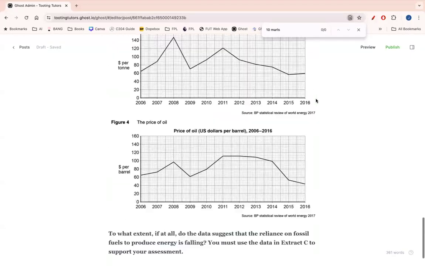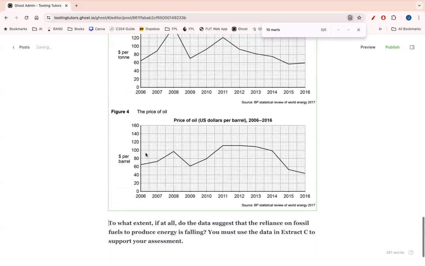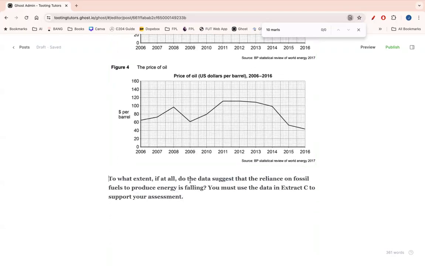Look at another question. So this question here is another paper, but the same marker. It says use the data. It will tell you which extract to use, and I've screenshotted it. It says, to what extent does the data suggest that the reliance on fossil fuels to produce energy is falling?